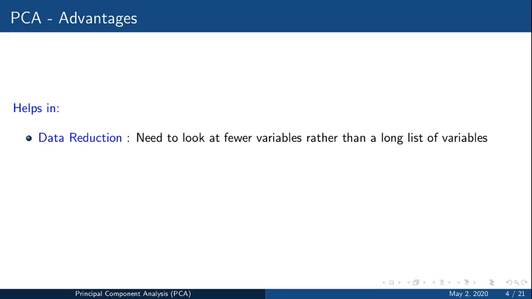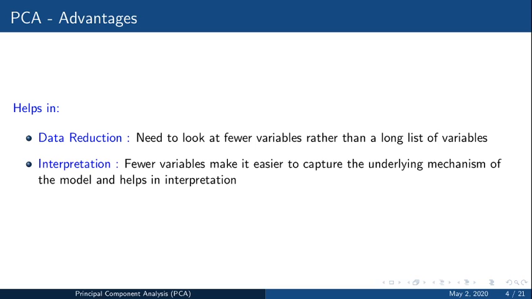So PCA actually helps in data reduction, because you will have to look at only fewer variables rather than a long list of variables, which is very necessary in the case of multivariate analysis. It also has the advantage of interpretation, like fewer variables make it easy to capture the underlying mechanism of the model, and it helps in interpretation.